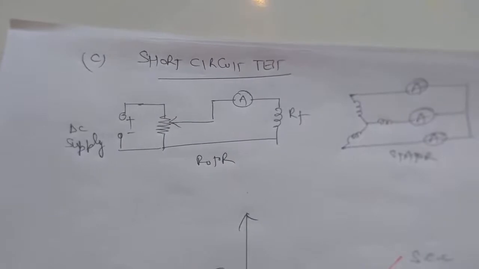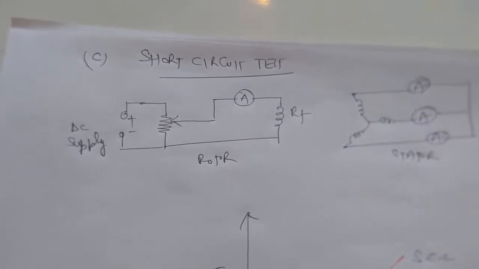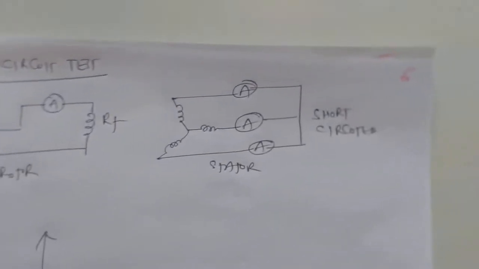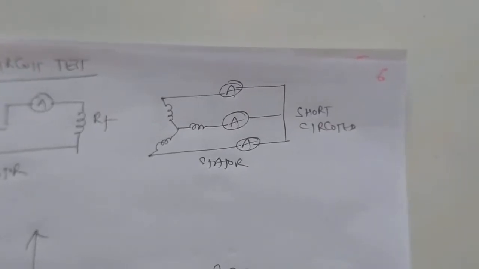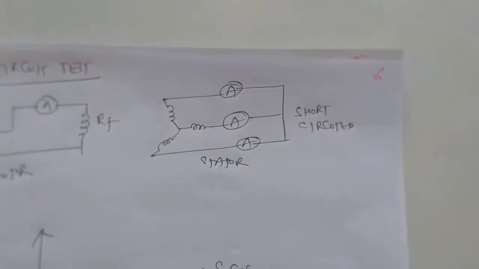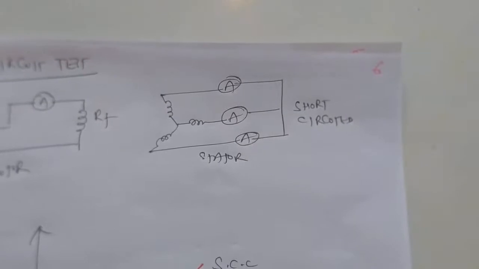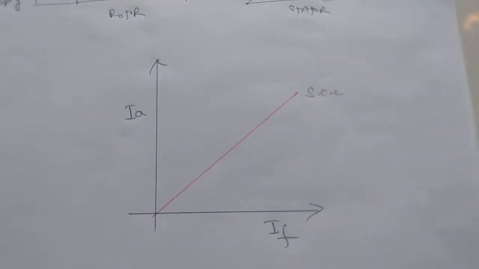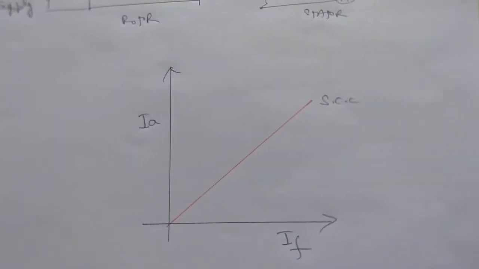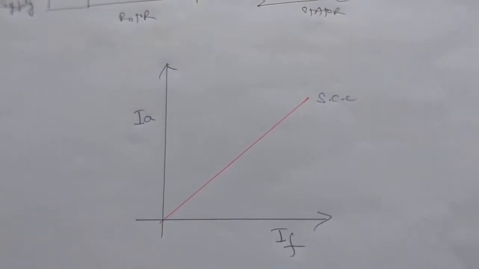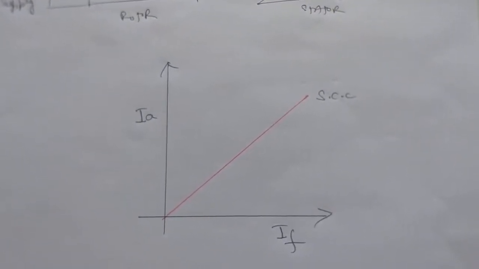An ammeter is going to be connected for measuring the field current across the field winding, and three respective meters are connected with the phases to measure the armature current, which is short circuited. Now what is this short circuit characteristic? It is nothing but the variation of IA with respect to the IF.